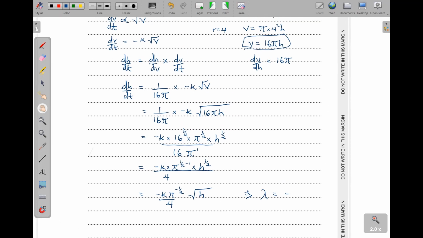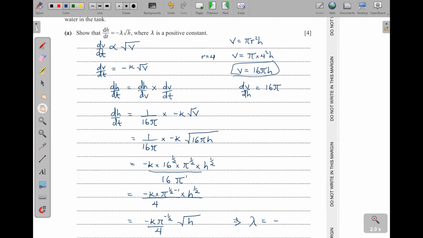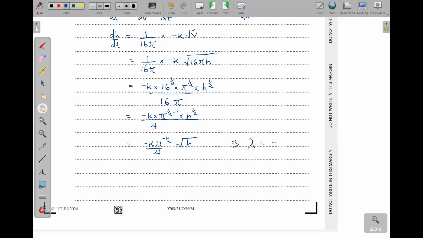They actually said it's a negative. So leave the negative there, and then we just take this other part. So lambda is therefore going to be k, then pi power negative a half over 4. So meaning the h, the t, is going to be equal to negative, now that lambda, then square root of h.